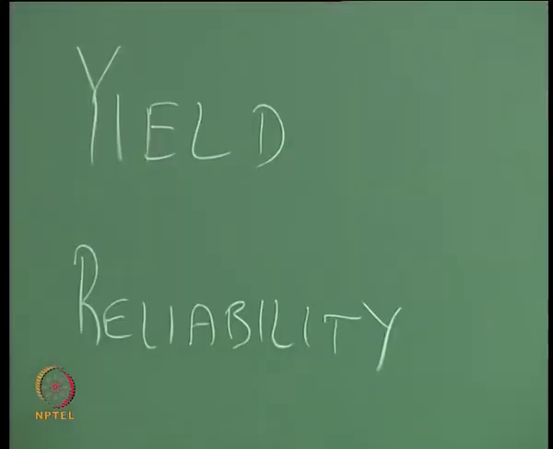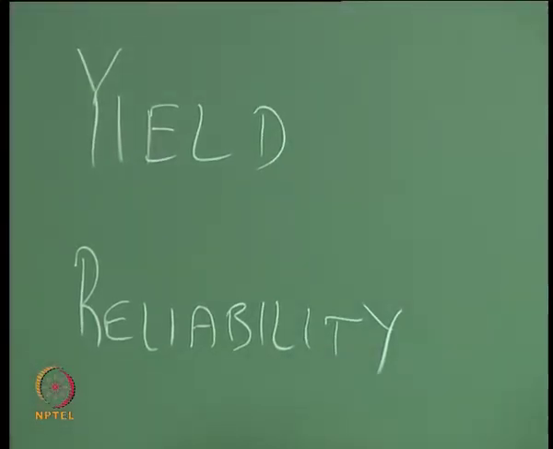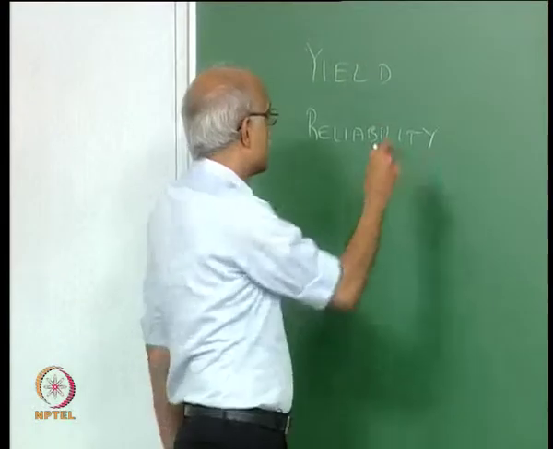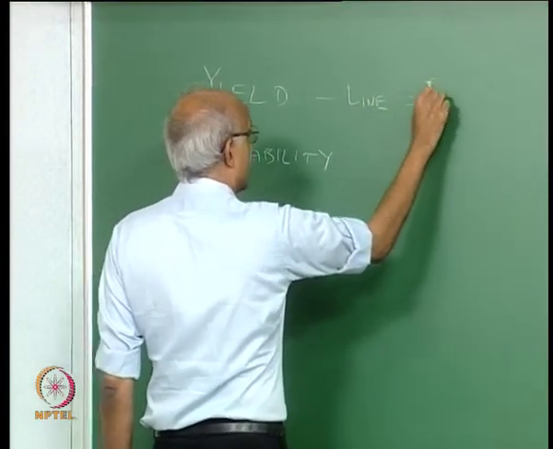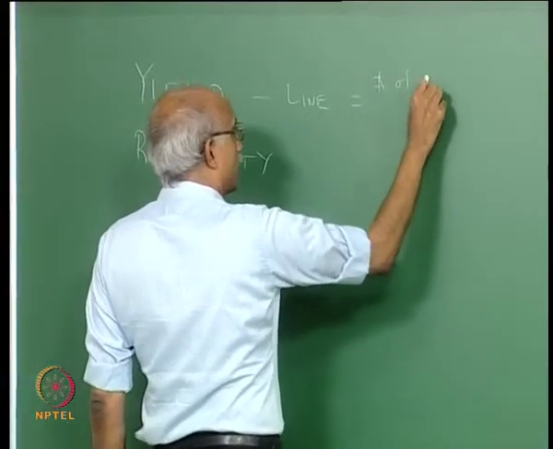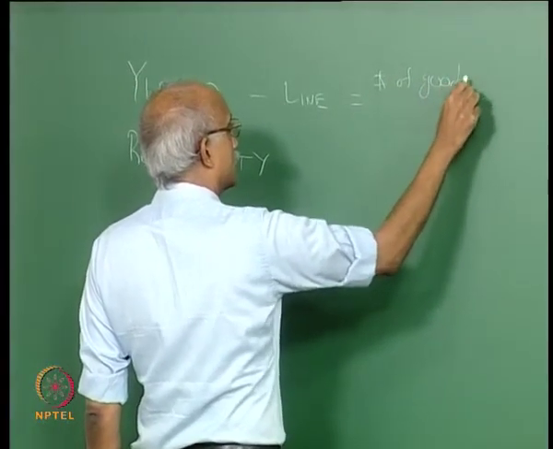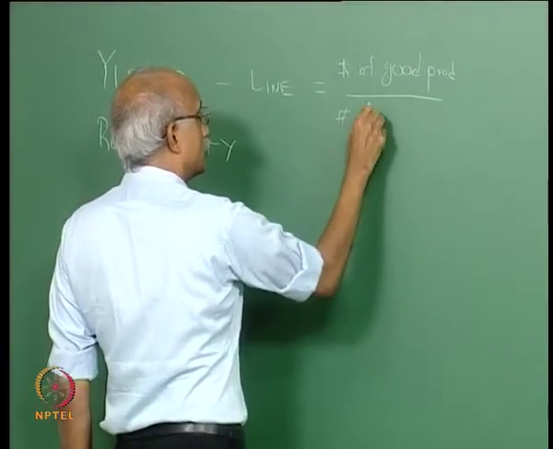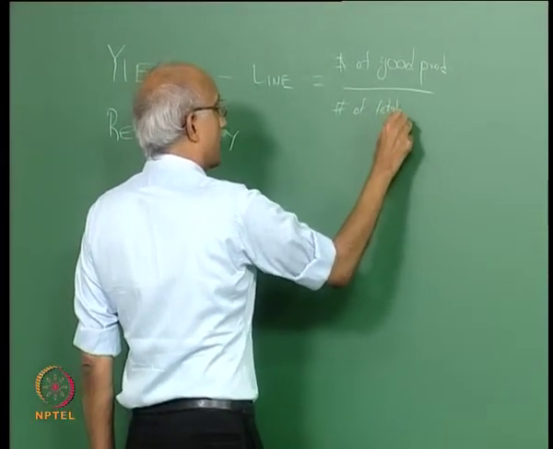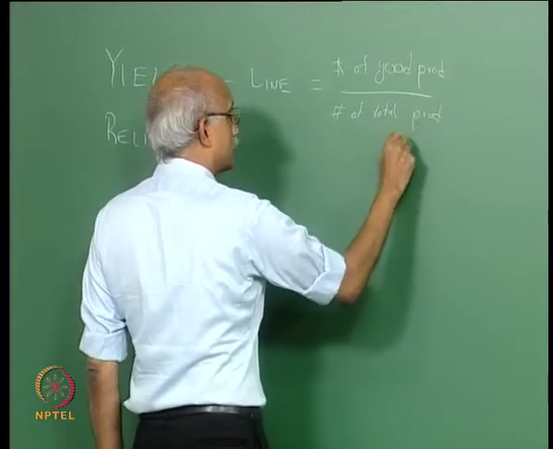Now, yield is a parameter that is of relevance to your manufacturing line. So, it is a measure essentially of the number of good products to the number of total products started.